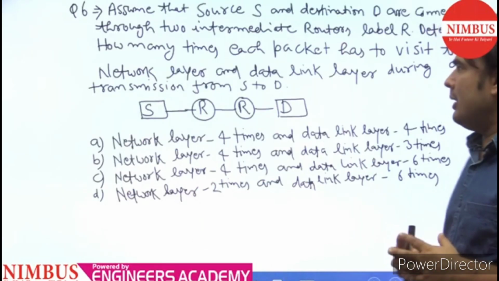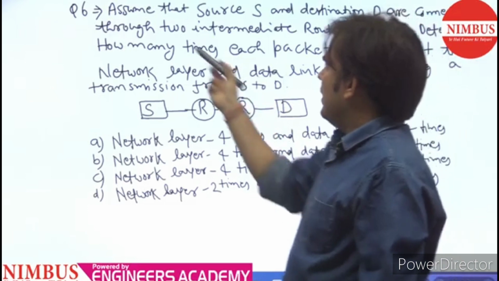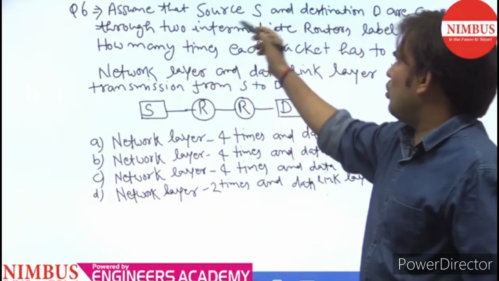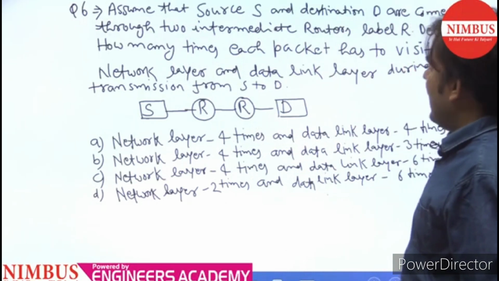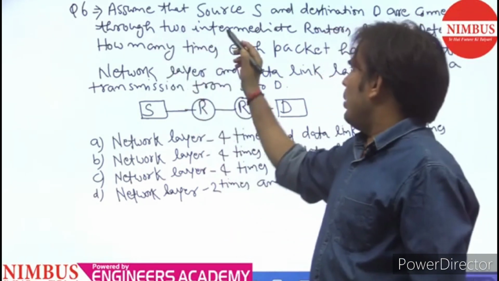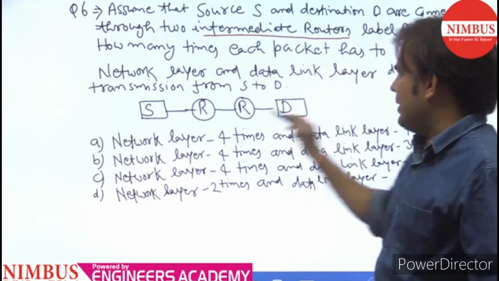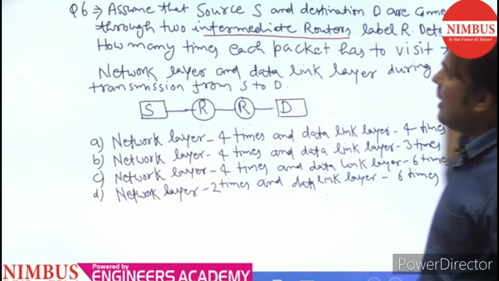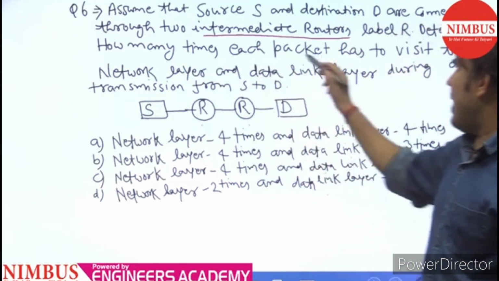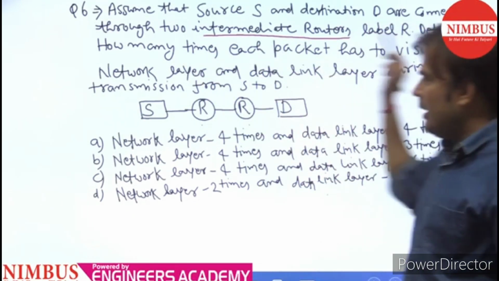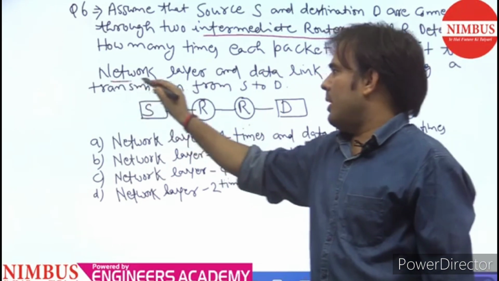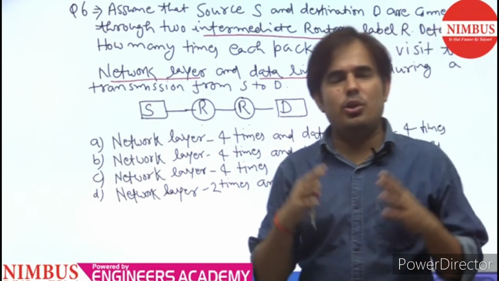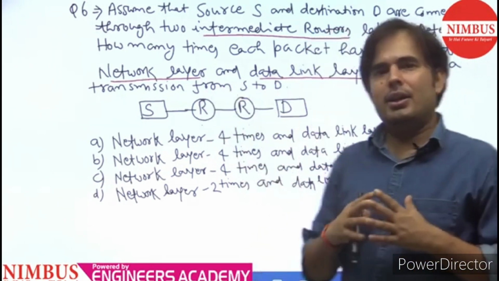Let's see question number 6. Read the question. Assume that source S and destination D are connected through two intermediate routers. These are the routers. Determine how many times each packet has to visit the network layer and data link layer during a transmission from S to D.